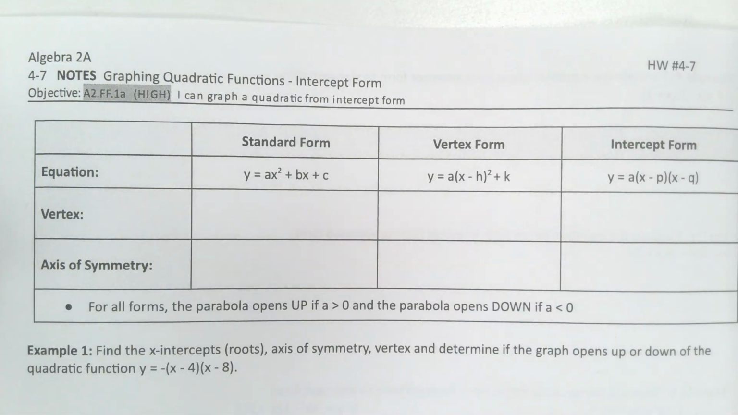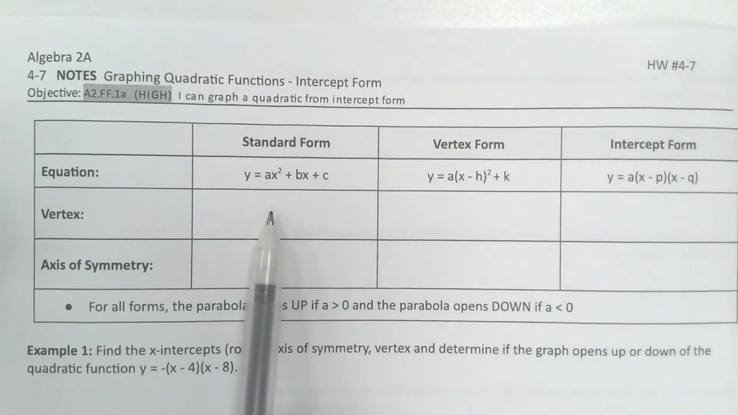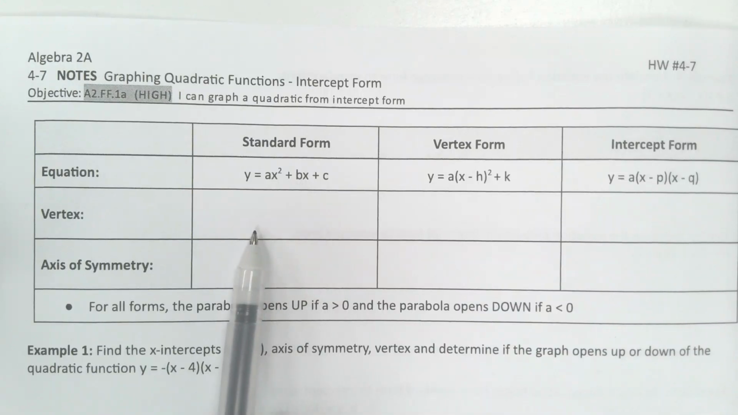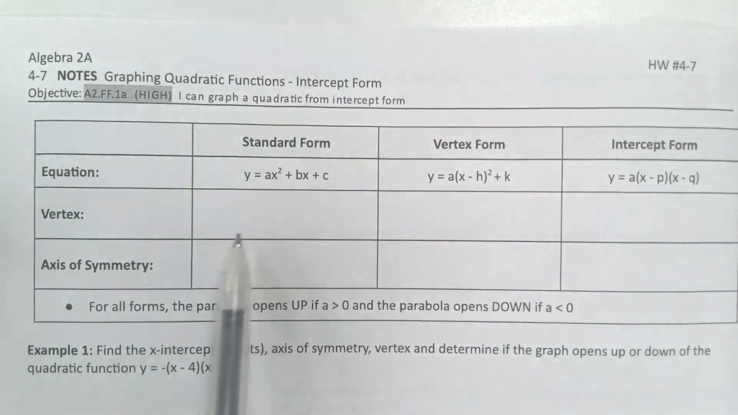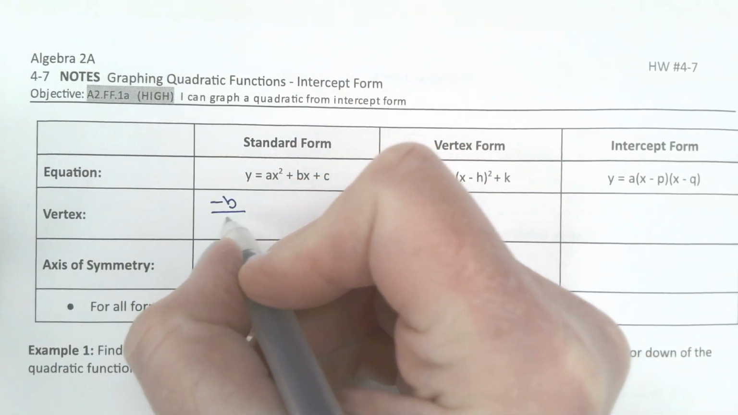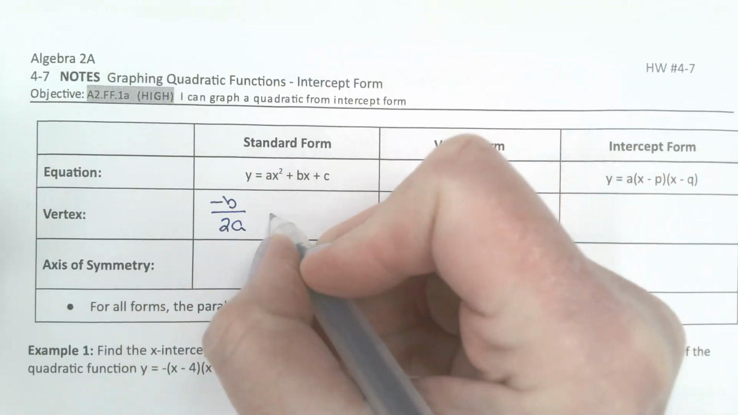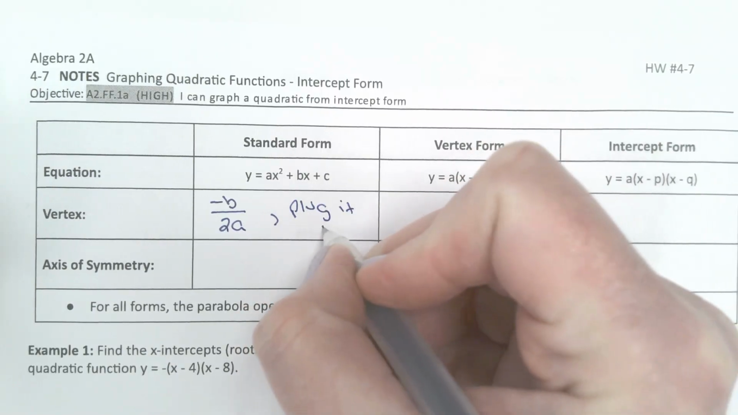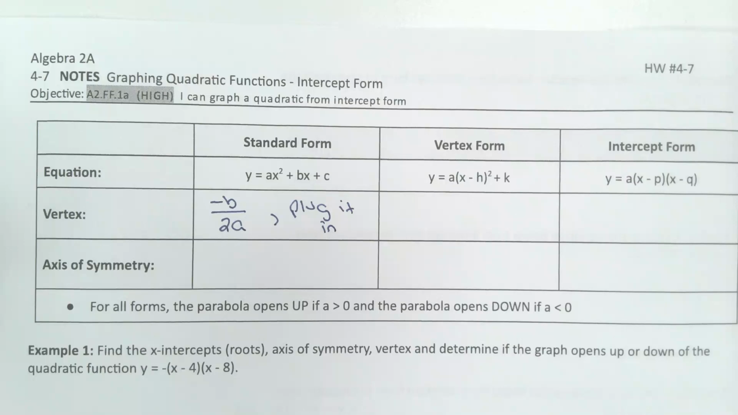So in the quiz that you just took, we just found the vertex from standard form. So repeat it and remind me, how did you find the vertex? Negative b over 2a. Yeah. And then the y is, plug it in, okay?